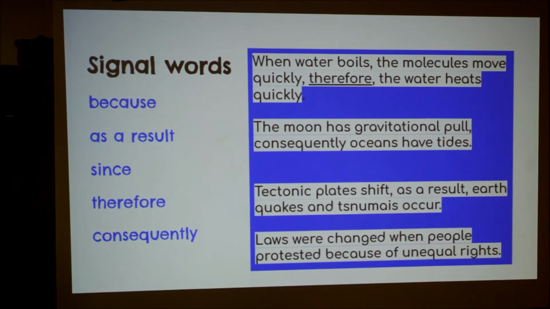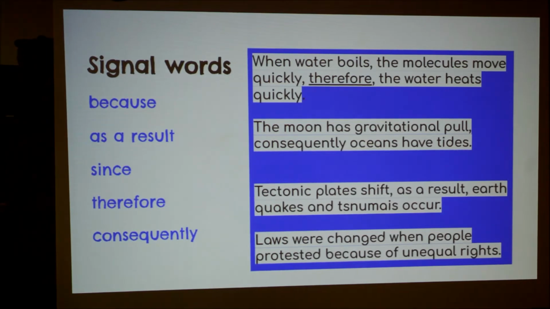What's the cause and what's the effect? When water boils, the molecules move quickly. Therefore, the water heats quickly. Well, when we want the water to get warm, we heat it up. It makes the molecules move, and heat happens quickly.